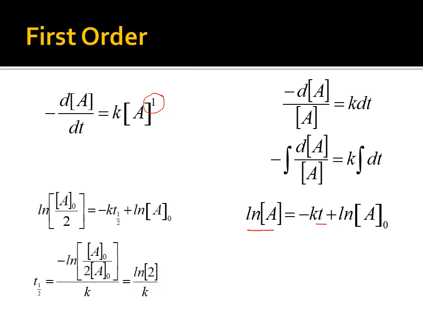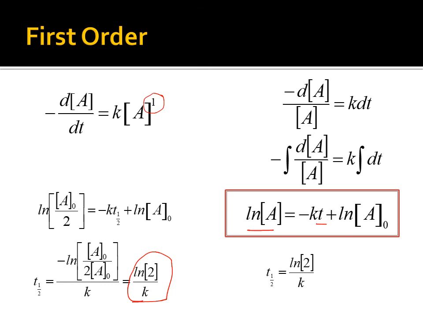Therefore, in the T half, there are no terms in A. Therefore, whatever the initial concentration, T half is ln 2 over K. Therefore, for a first order reaction, the T half does not depend on the concentration. Therefore, you can use these two equations to identify first order reactions.